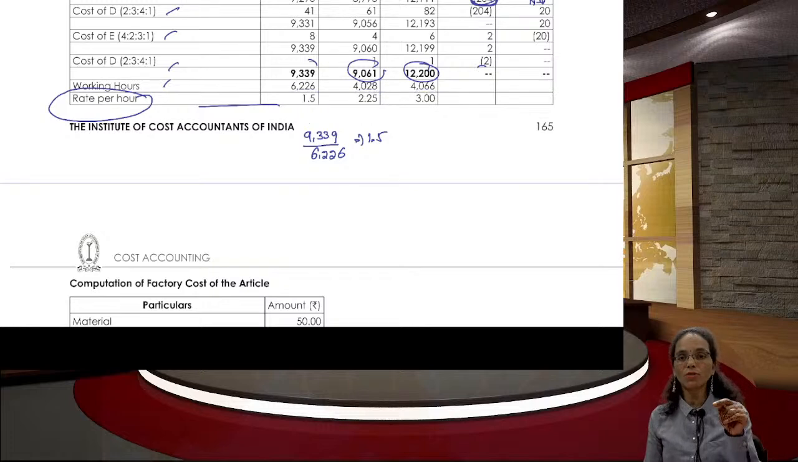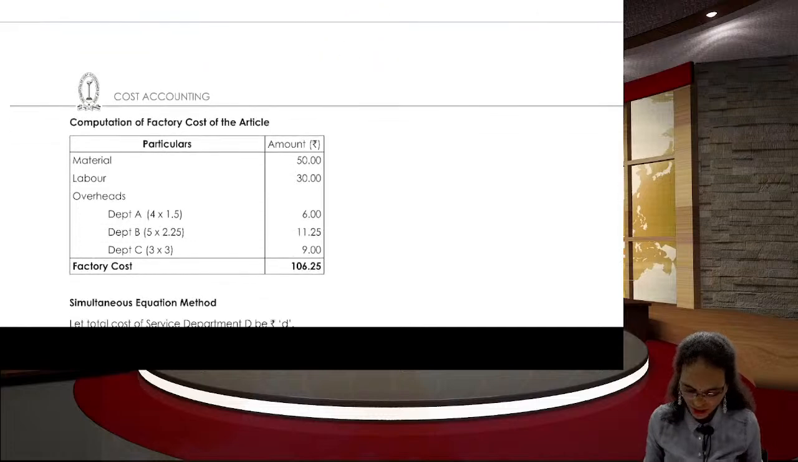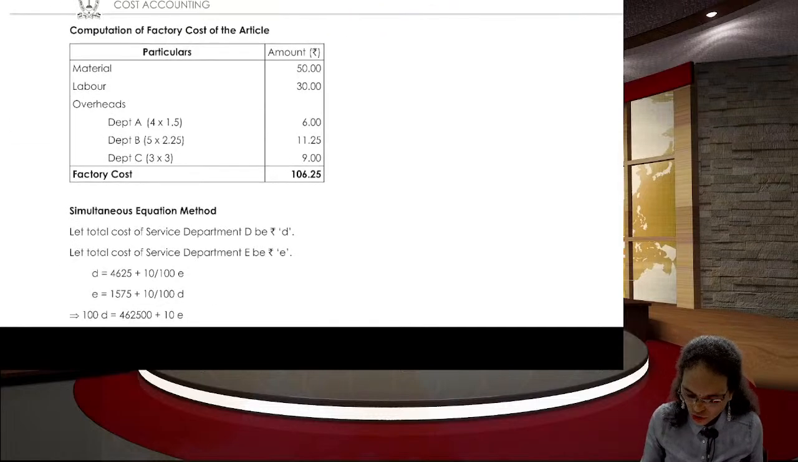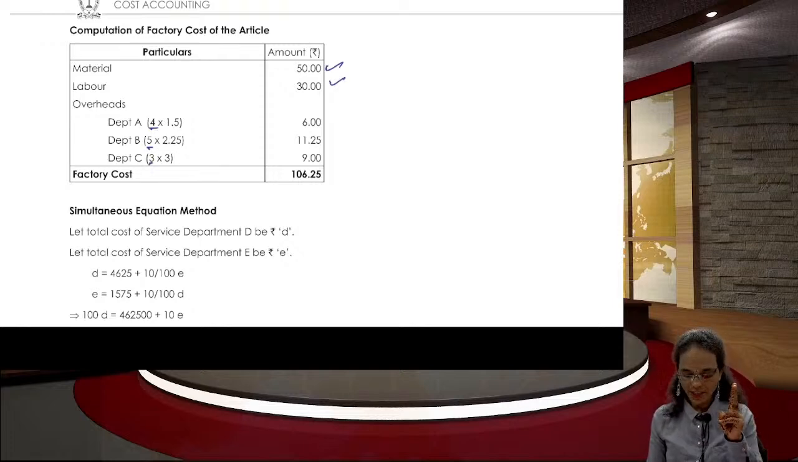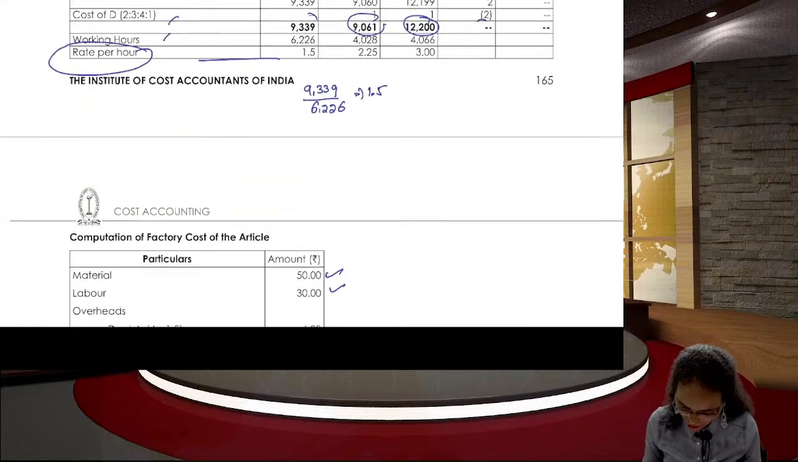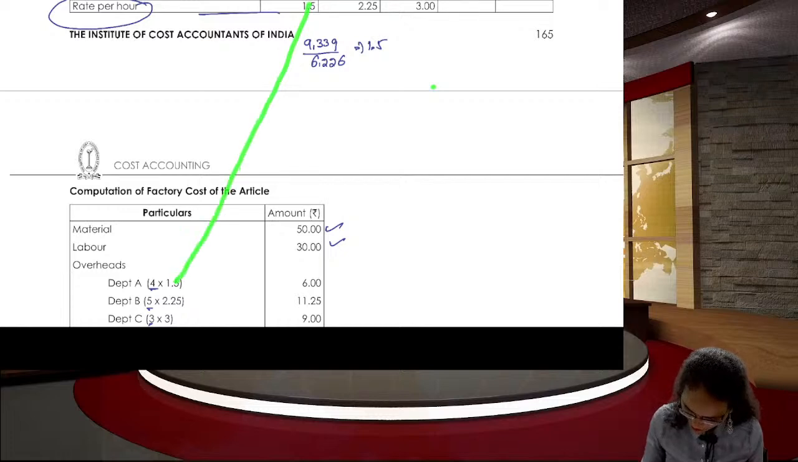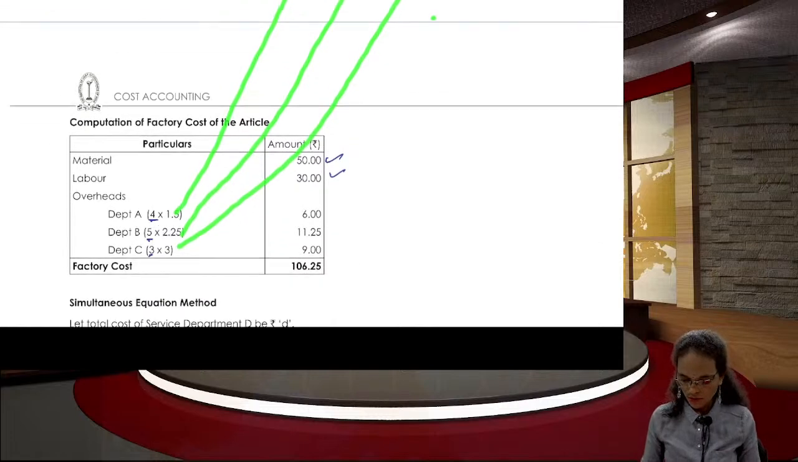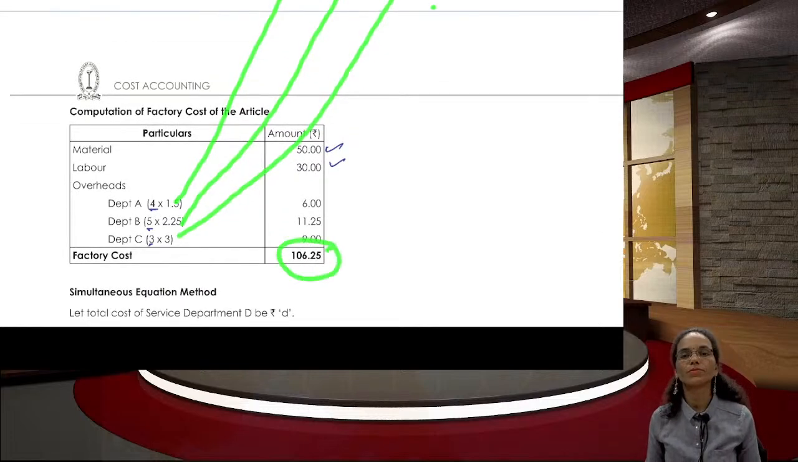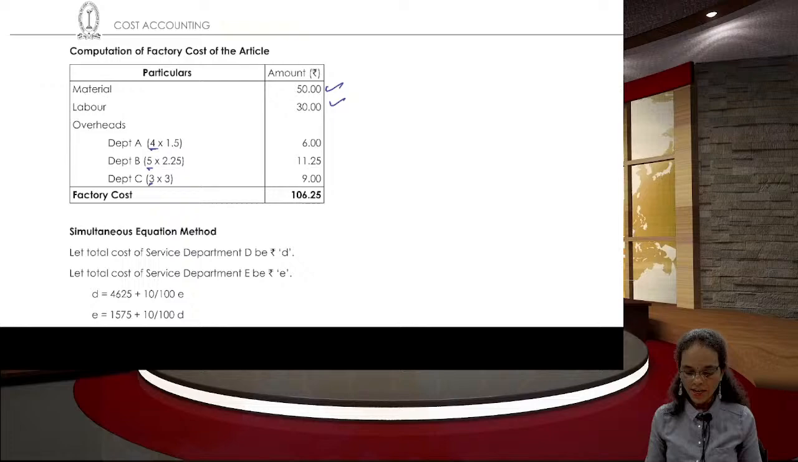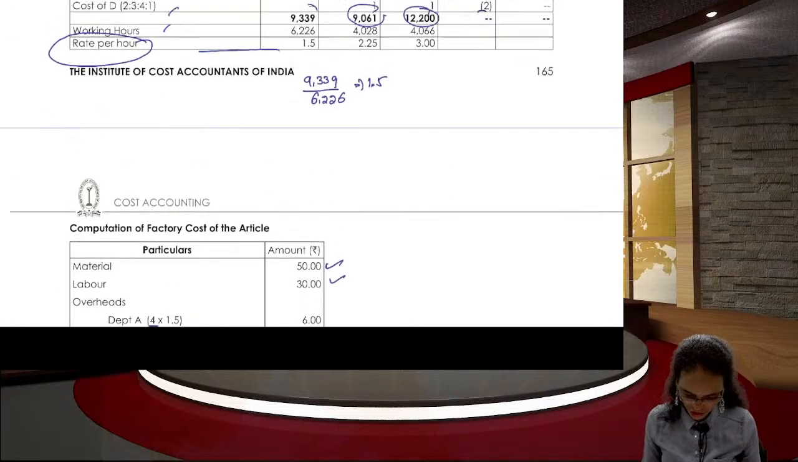And the product which we are going to manufacture now, it is passing through three processes, the three production units. So material is given, labor is given, 4, 5 and 6 hours are given in the question. The rate per hour we got from here, see here, 1.5, 2.25 and 3. So you got the factory cost. That's what he asked, right? That's it guys, this is the question.